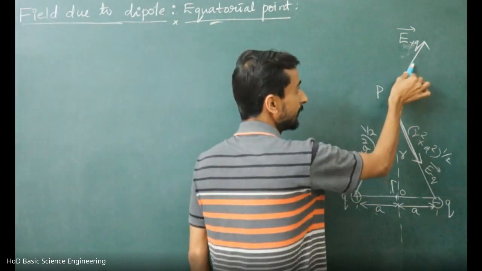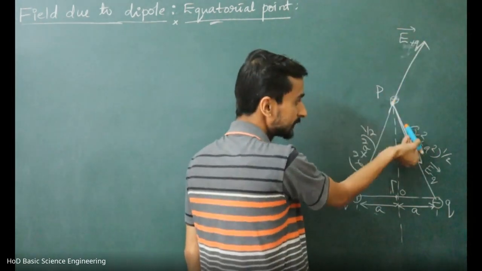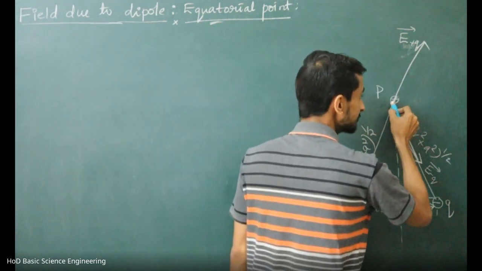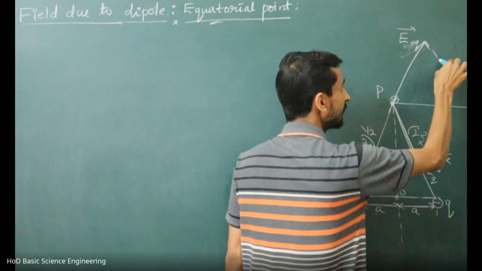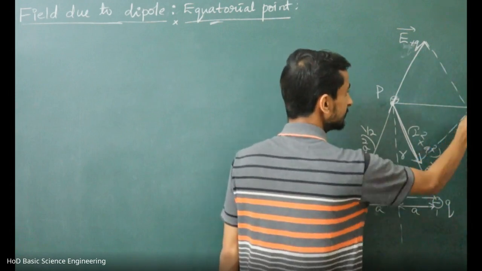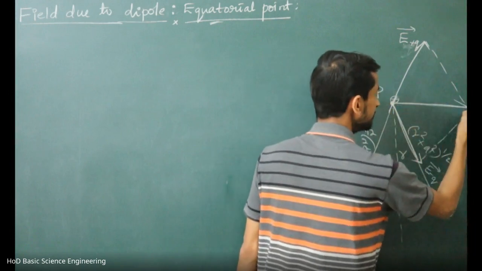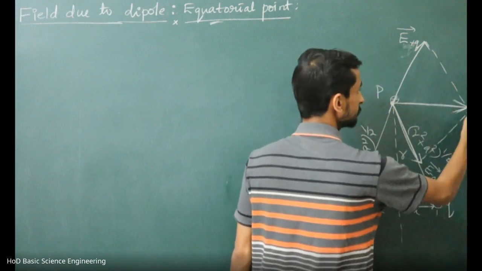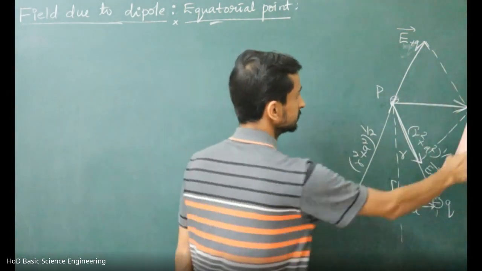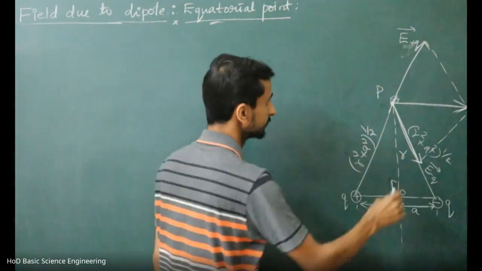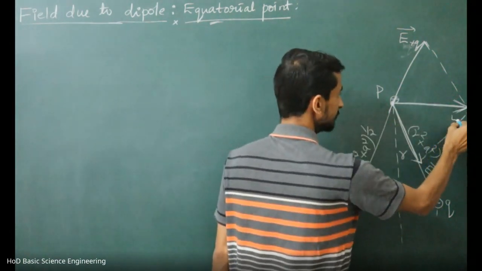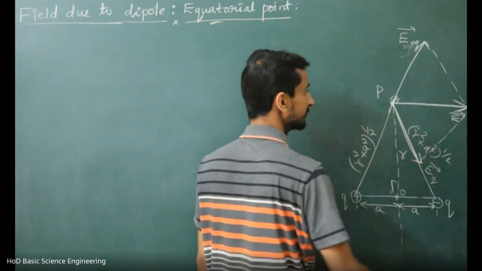If one vector is acting along this and one vector is acting along this, the resultant of those two vectors can be considered as the diagonal of the parallelogram, right? The resultant is acting along the diagonal of the parallelogram. So this is the net electric field. I'll write it here. This is the net electric field, that is E. Vector E is acting along this direction.